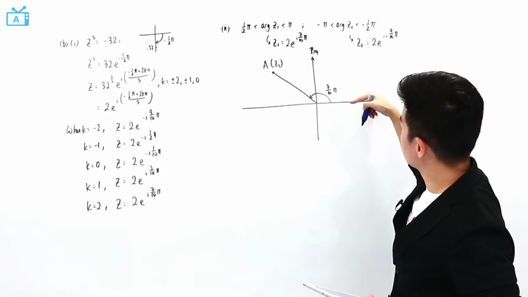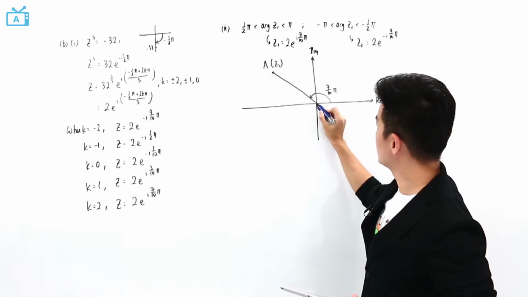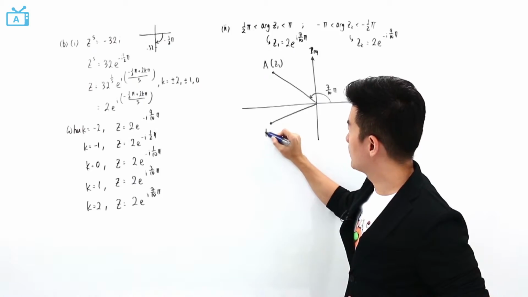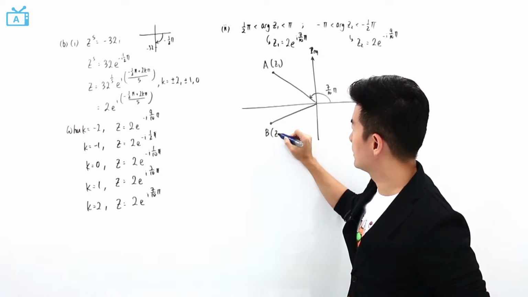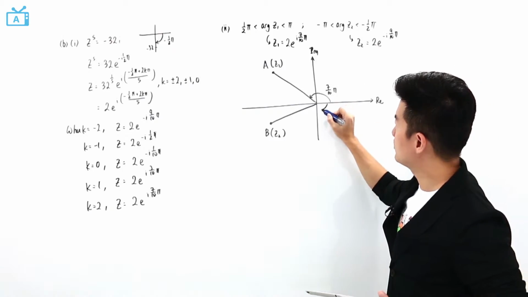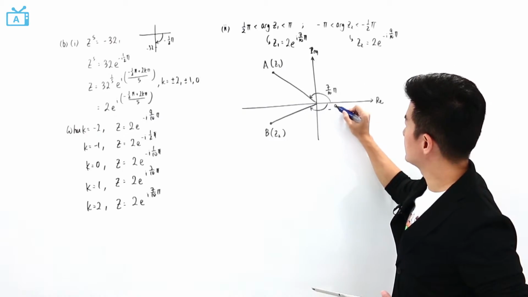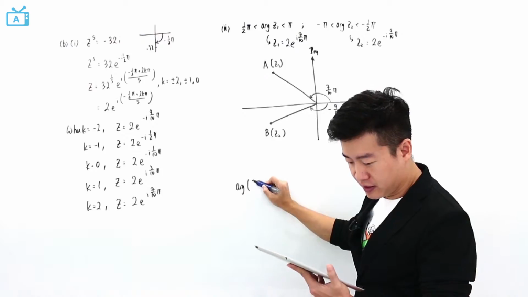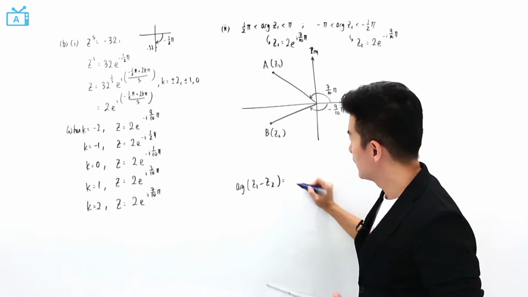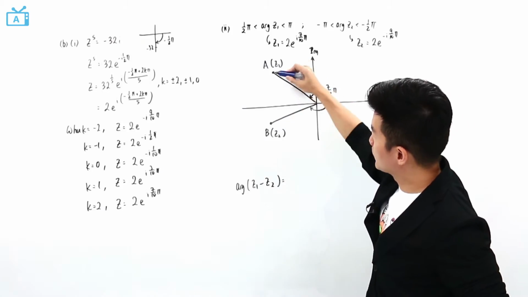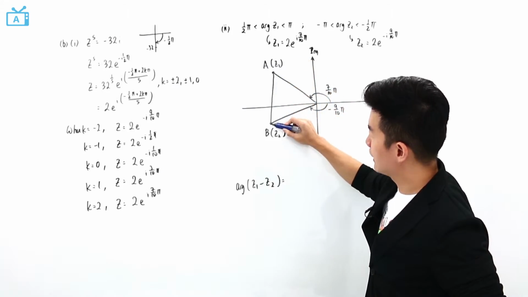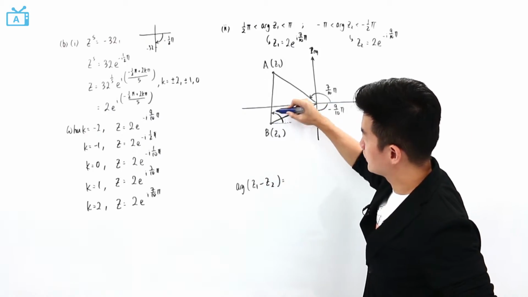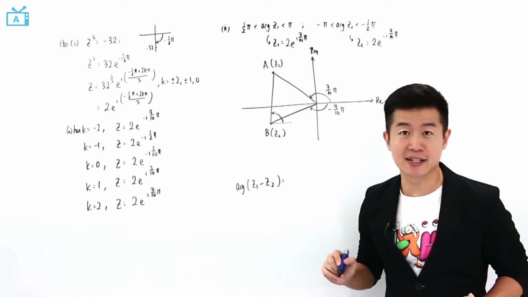And as for Z2, its argument is going to be minus 9 over 10 pi, so it is going to be something like this, let's say. Okay, I'm going to call this point B, which represents for me the complex number Z2. And this argument here is going to be minus 9 over 10 pi. If you want to find the argument of Z1 minus Z2, that means it is Z1 with reference to Z2. If I were to draw a line here, the angle that I'm supposed to find, with reference to the real axis, is this angle. And this is going to be the argument of Z1 minus Z2.